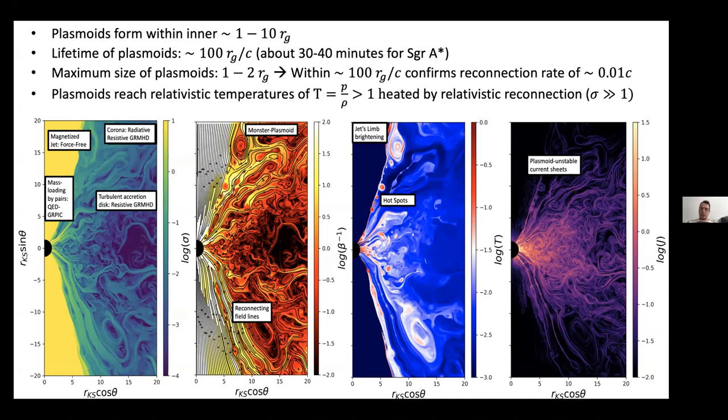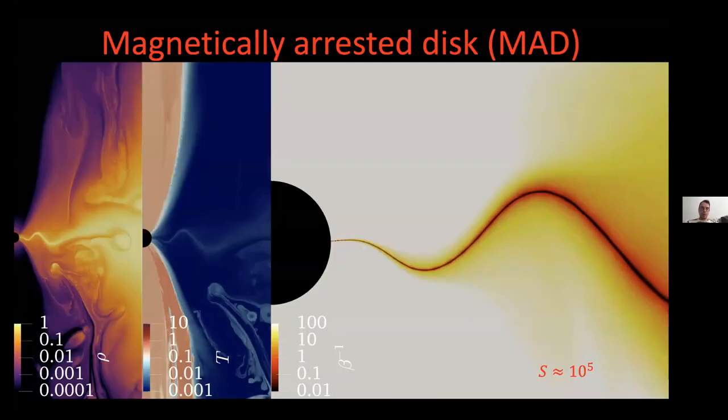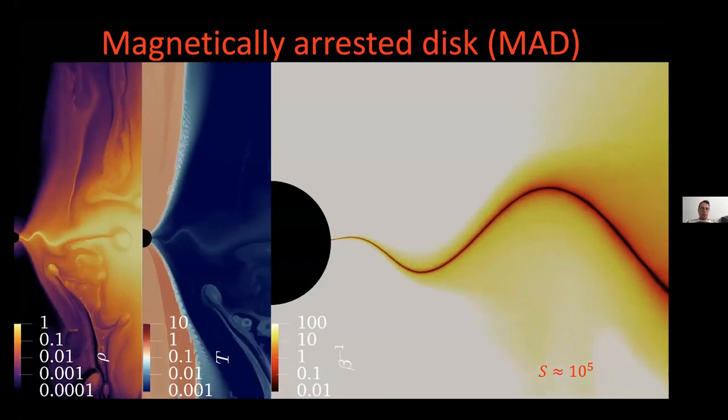Those plasmoids in the same simulation, so the standard and normal evolution simulation that I showed you, have relativistic temperatures that are larger than one, and they're heated by relativistic reconnection. However, the temperatures are not much, much larger than one. So maybe we need more magnetic energy to power the plasmoids. And we know that in magnetically arrested disks, the magnetic energy density typically piles up and becomes much larger.